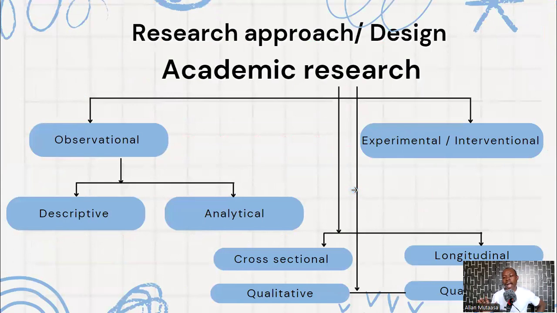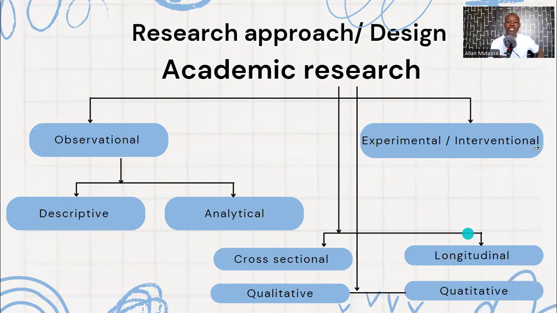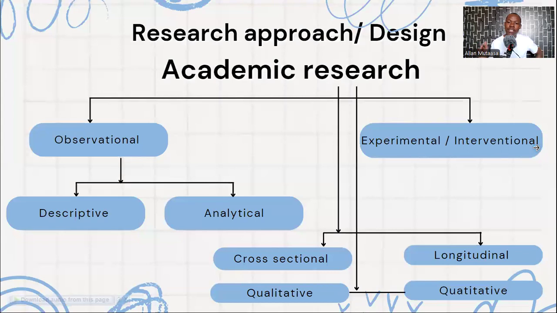So I want us to go back and look at this thing in general. When you reach here, you will see that academic research follows a pattern. In broad terms, academic research can be observational research, or it can be experimental research. So what exactly is observational research?